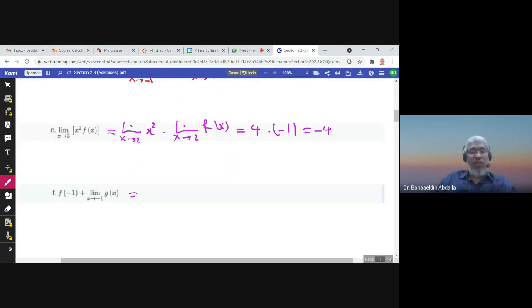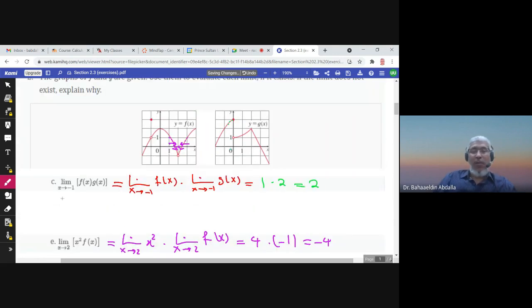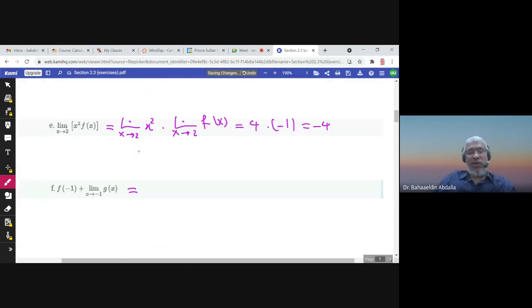Here, f of -1. Well, this is -1. And to find f of -1, I go up or down until I reach the graph. This is an open circle, a hole. So here, this is f of -1. 1, 2, this is 3. Y here is 3. So f of -1 is 3.